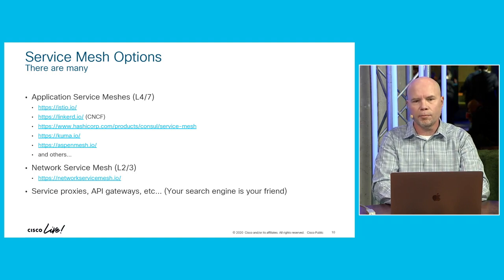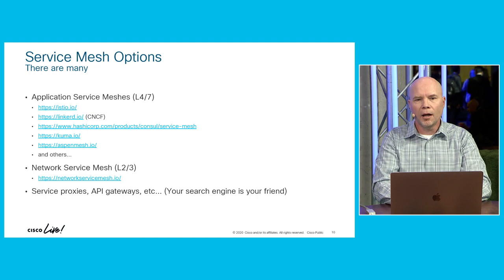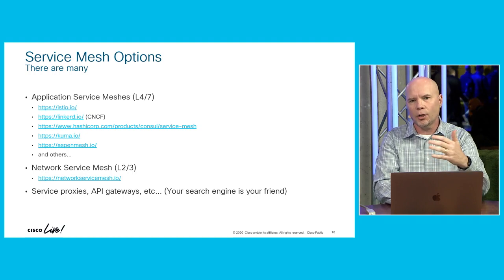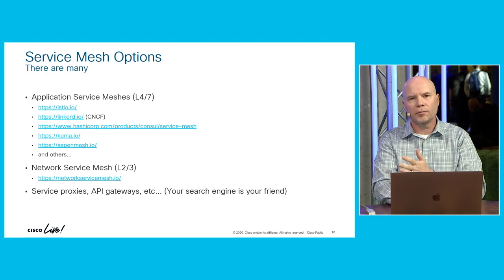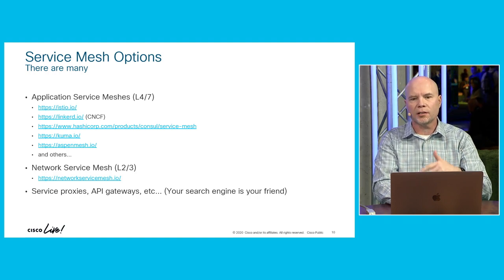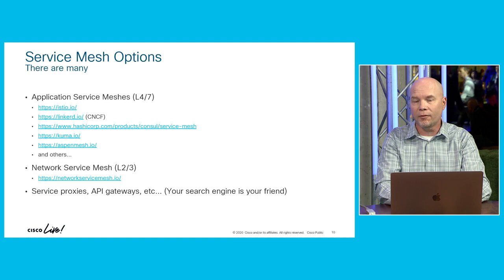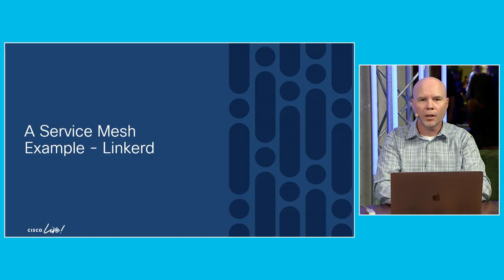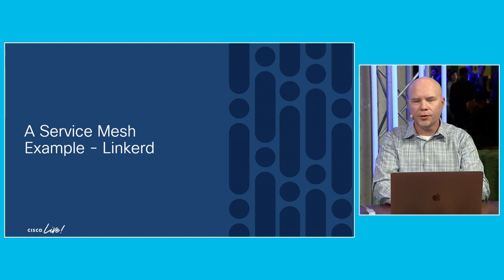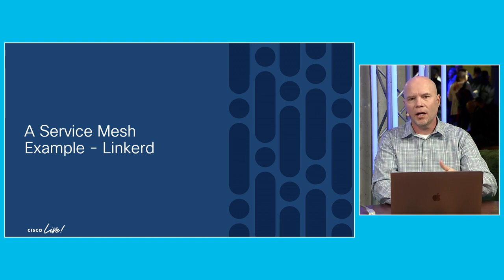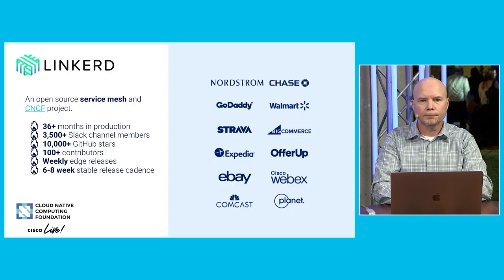There are also other types of service meshes out there. So network service mesh is focused on similar types of problems, but they're really aimed at layer 3 connectivity. And then there are the historical types of service proxies and API gateways that have been around for quite some time. So let's pick one of those service mesh types, LinkerD, and build on what it does and how we would use it.